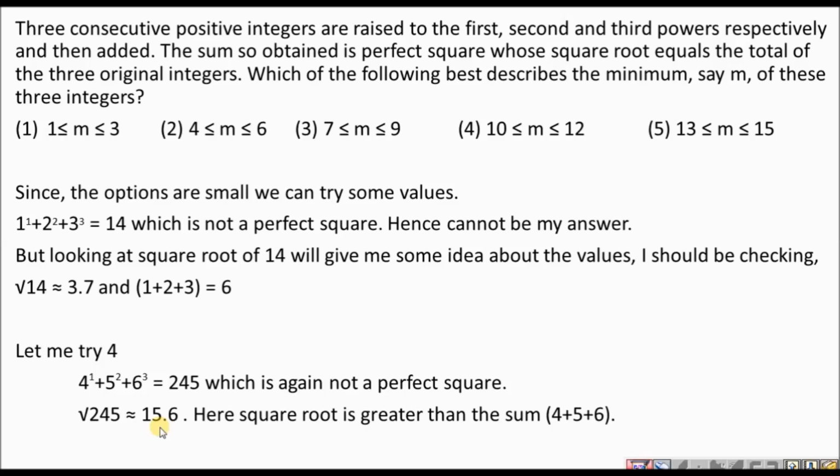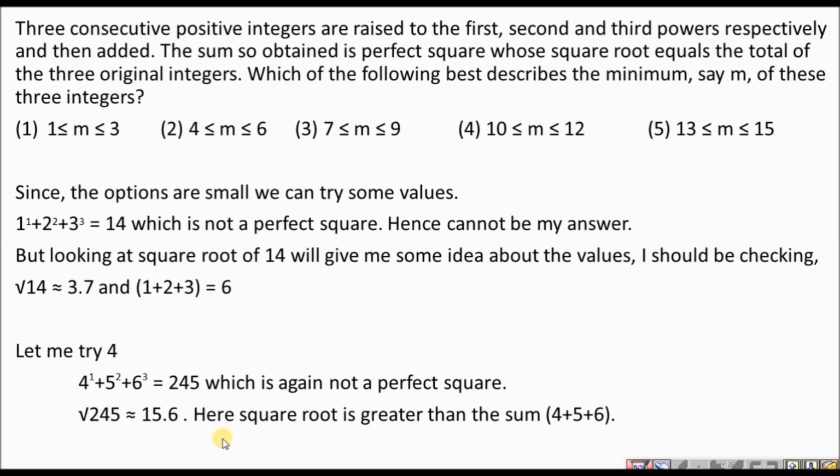So again, 4 cannot be my first number, but the important point here is, if you look at the sum of the three numbers 4, 5 and 6, it comes out to be 15. So now my square root is greater than the sum. If you see earlier, when I took m equals 1, my square root was less than the sum. Now my square root has become greater than the sum. So somewhere there has been a transition. The square root was lesser than the sum, and as I have increased the values, somewhere the square root must have exceeded the sum of the three numbers.